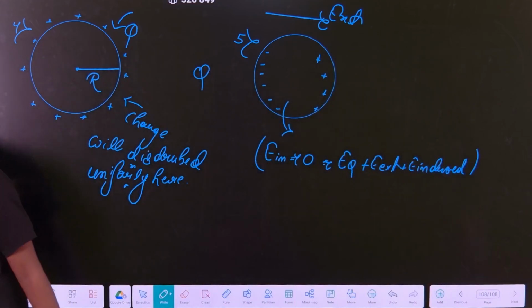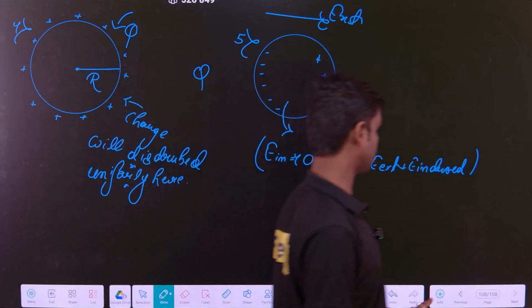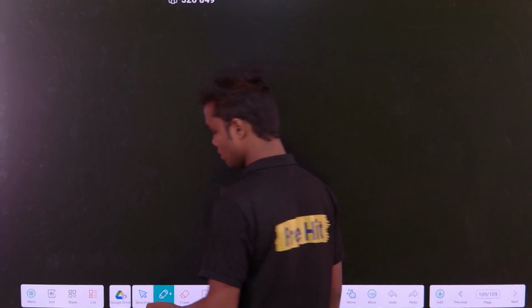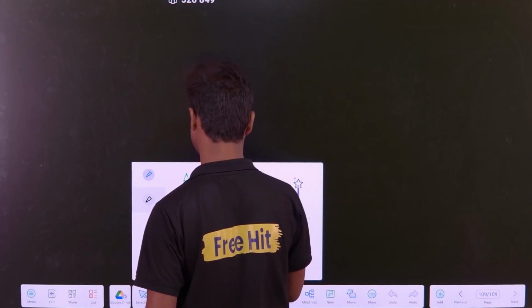Now we will move to one small derivation, a very small derivation, the electric field just outside the conductor, just outside, okay?